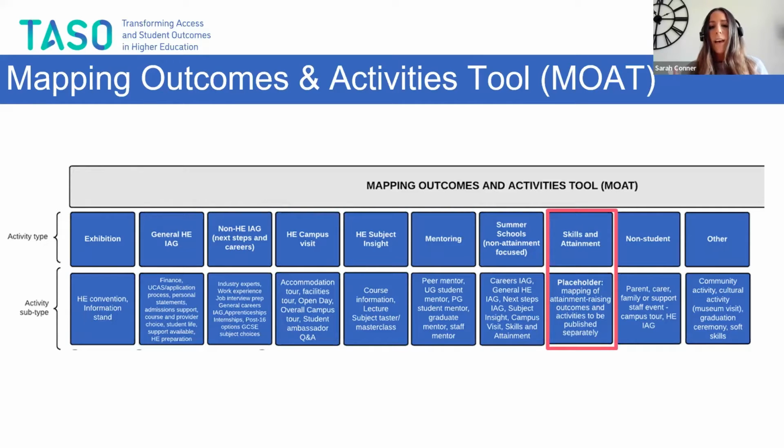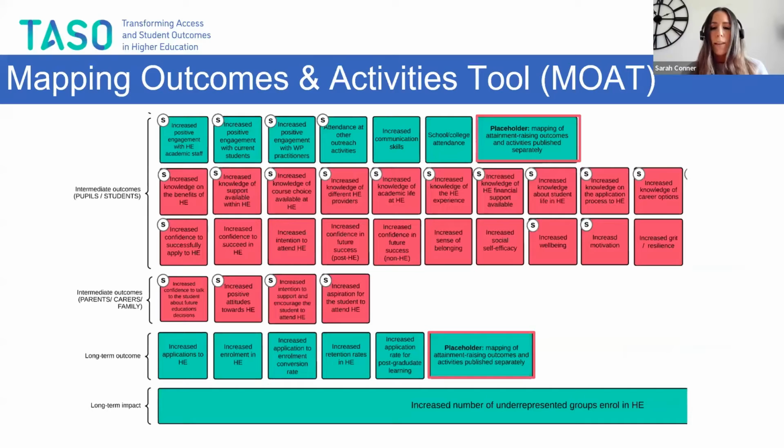So what specific activities lead to increased attainment, which we know is linked in the evidence to enrolment in higher education. So the sector felt it was really important that we spin that out of this tool to really pick up the granular detail of those activities. So at the moment, when we launched in May, that was just a placeholder.